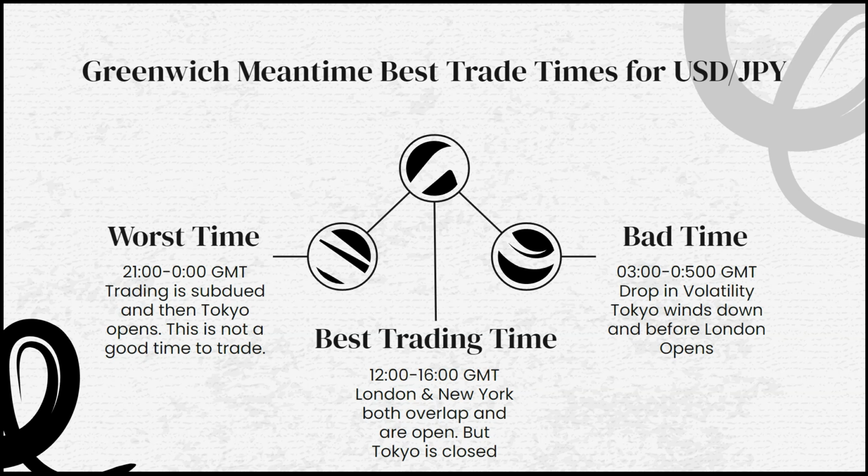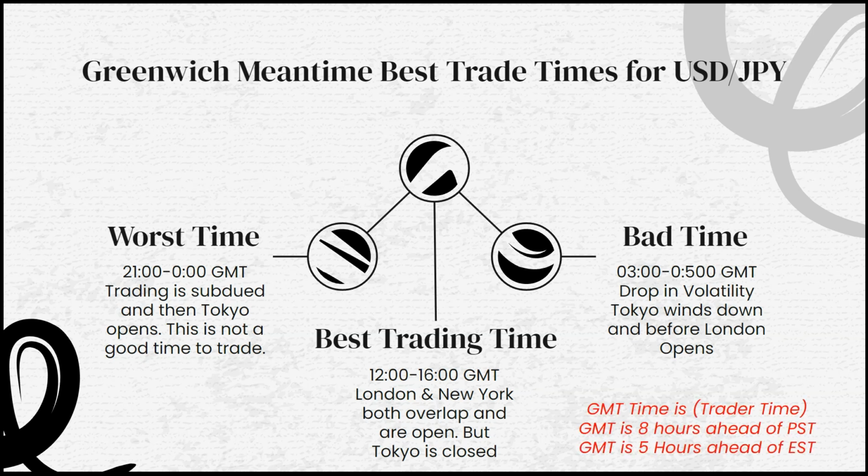The bad time, 3 to 5 GMT. There's a drop in volatility. Tokyo winds down, and before London opens, there's a blank space where you really don't want to trade. GMT time is basically the trader time. GMT is 8 hours ahead of Pacific Standard Time, and GMT is 5 hours ahead of Eastern Standard Time.